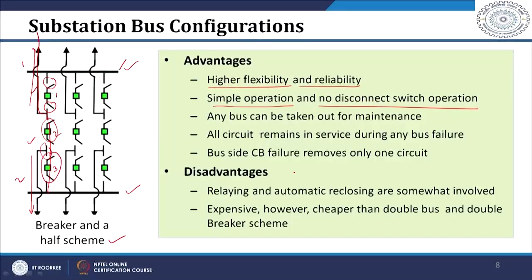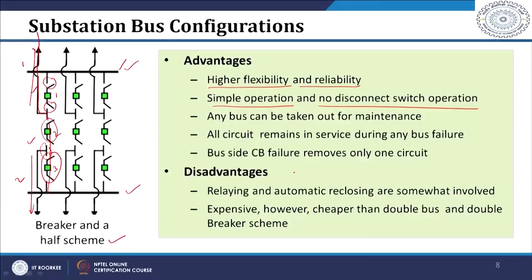However, if you see the disadvantage of this scheme, the protection and relaying will be a little bit involved, because the protection scheme will be complex here. Another disadvantage of this scheme is that it is expensive. As compared to other schemes, except the double bus and double breaker scheme, this scheme is a bit expensive, but the highest cost will be for the double bus and double breaker arrangement. So after the double bus and double breaker arrangement, this is the most expensive scheme.